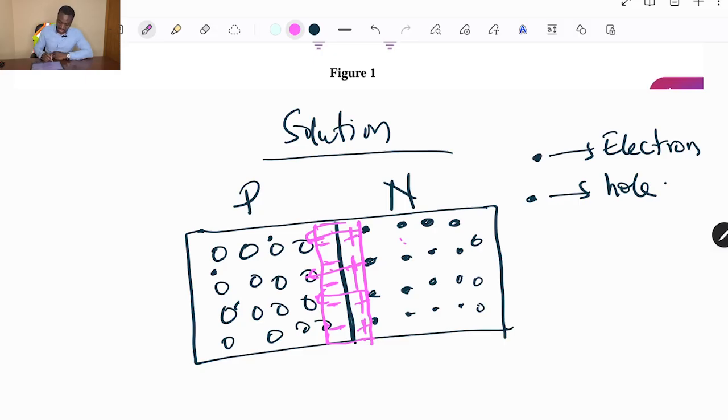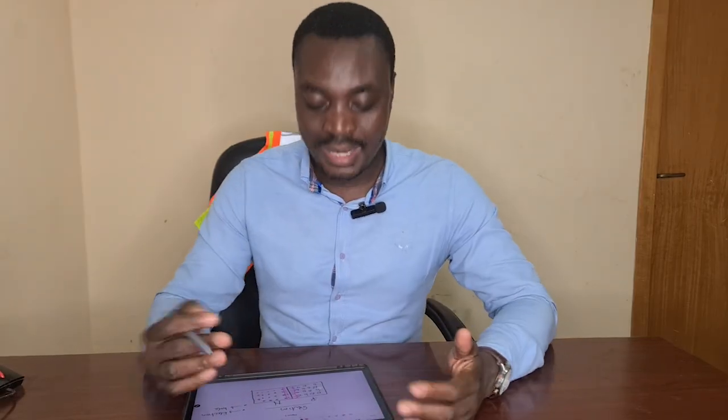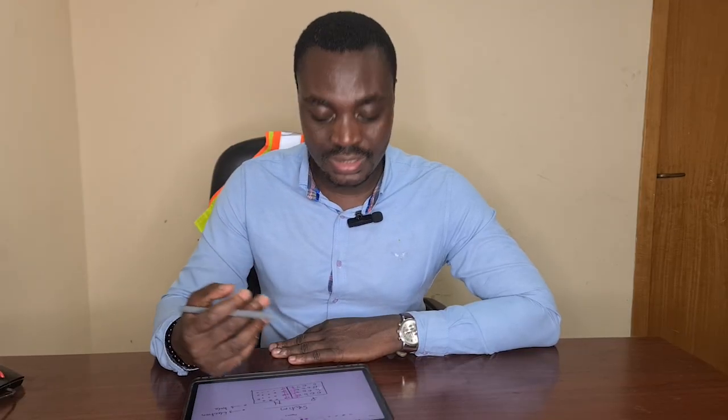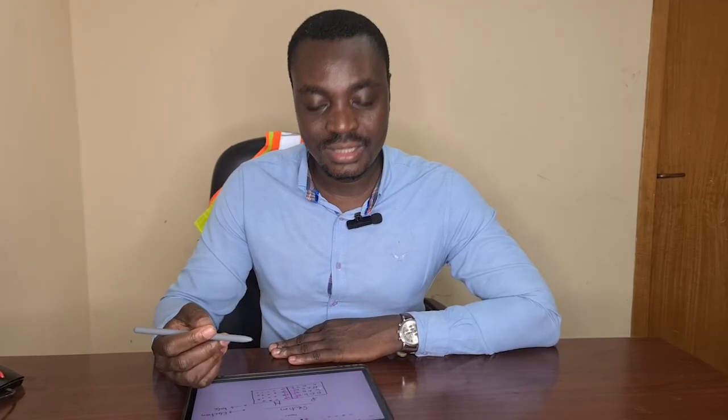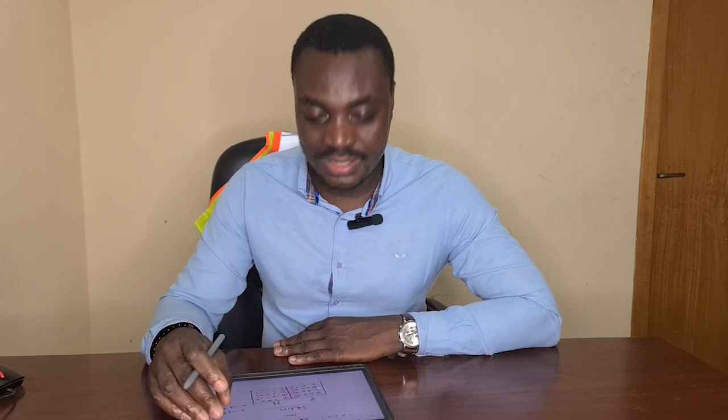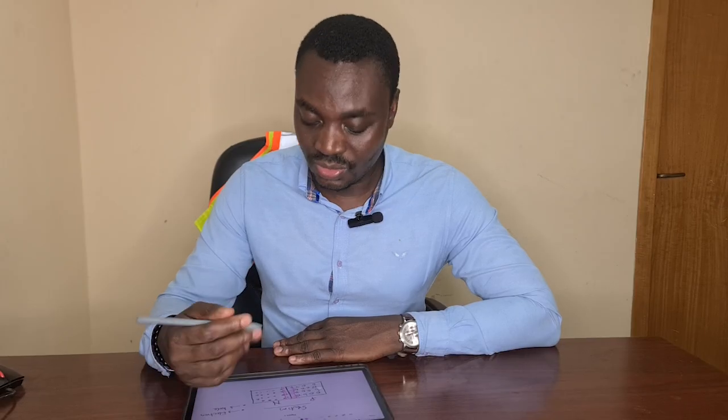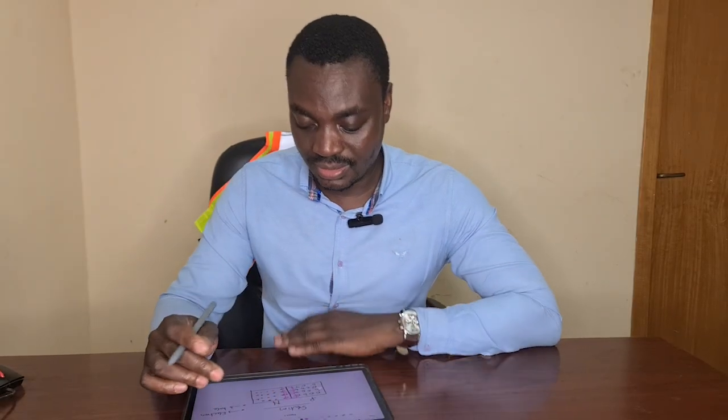Now the energy that is required to overcome the electric field, which we refer to as a barrier, is like a wall that is preventing electrons from entering into the P region. So the energy that is needed to overcome or break the electric field is what we refer to as barrier potential. You need some amount of energy or force in order to break through the barrier that is separating the two regions.